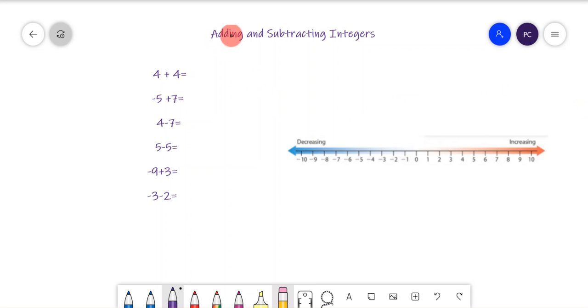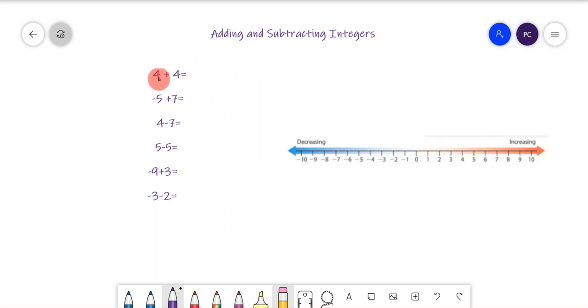So, adding and subtracting integers. Integers are all of the positive and negative whole numbers on the number line. Sometimes it's useful to use a number line like this, and particularly when you're trying to add or subtract integers, a number line is very, very useful.